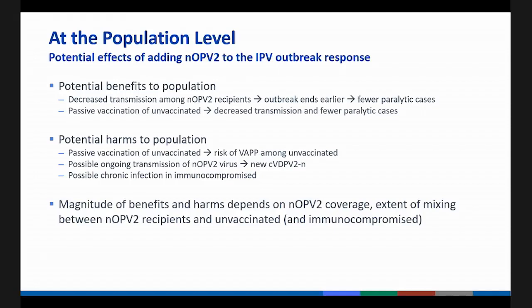Potential harms at the population level include passive vaccination of the unvaccinated and a risk of VAP among the unvaccinated, possible ongoing transmission of the NOPV2 virus, leading to a new CVDPV2 virus, and also possible chronic infection in immunocompromised persons. The magnitude of these benefits and harms will depend on NOPV2 coverage and the extent of mixing between NOPV2 recipients and unvaccinated persons, and also immunocompromised persons. And so for this, we can turn to modeling.